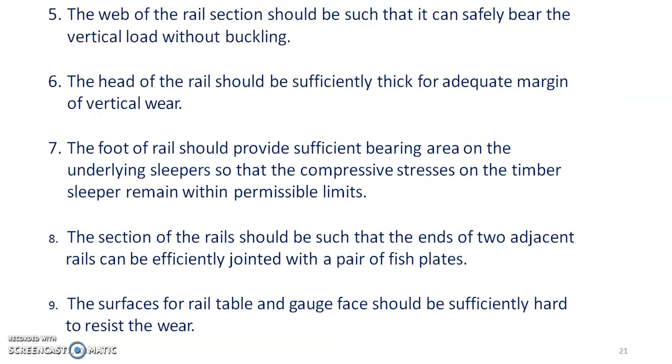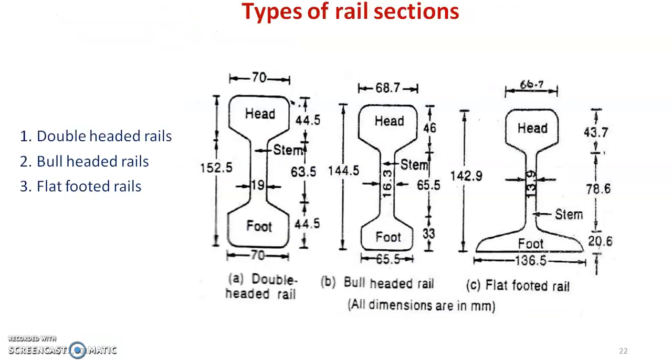The web portion should be such that it can safely bear the vertical load. Then the surfaces of the rail table and the gauge face should be sufficiently hard to resist the wear. The head and the foot should be suitably shaped, and the section should be in an I shape. The end-to-end rails should be joined perfectly by means of fish plates. So these are the different types of rail section: double-headed, bull-headed and flat-footed.